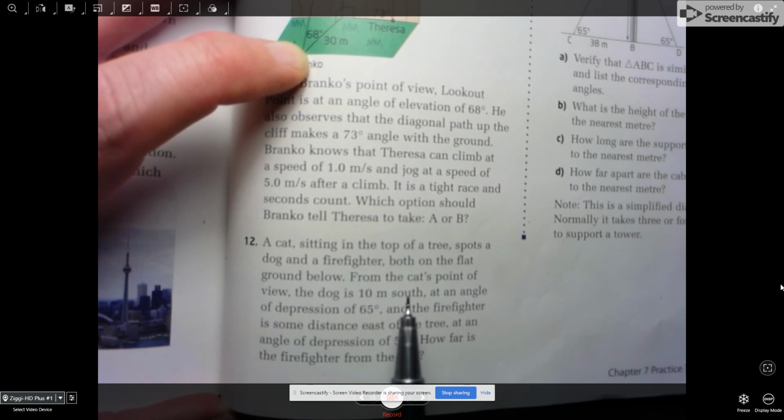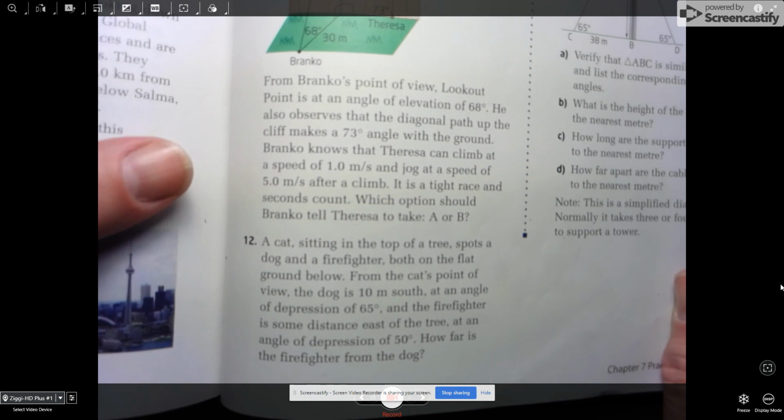So let's see what's happening here. From the cat's point of view, the dog is 10 meters south at an angle of depression of 65, and the firefighter, they don't tell us the distance, but we know that the firefighter is east of the tree. So first thing I notice is that south and east are perpendicular to each other, so we know we're going to end up with something right angled, and it gives us that angle of depression. How far is the firefighter from the dog? It's tough to really work on this question without having a diagram.